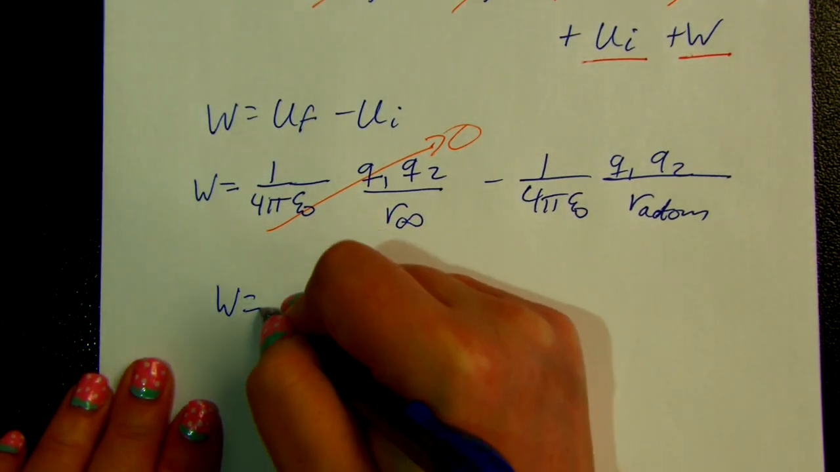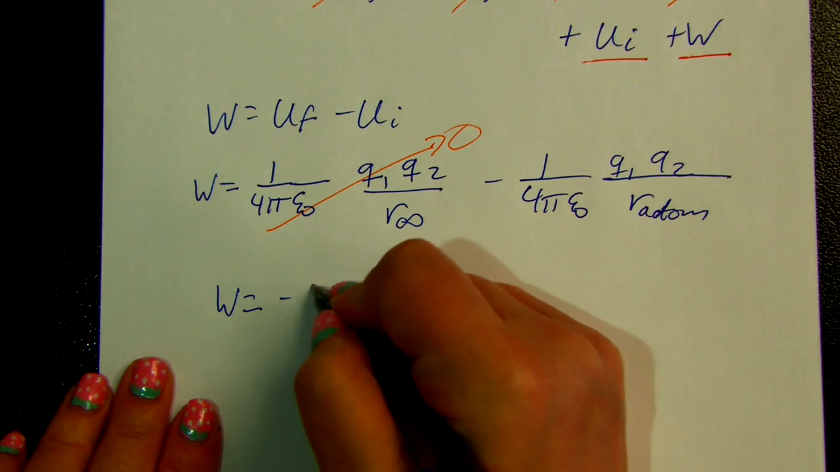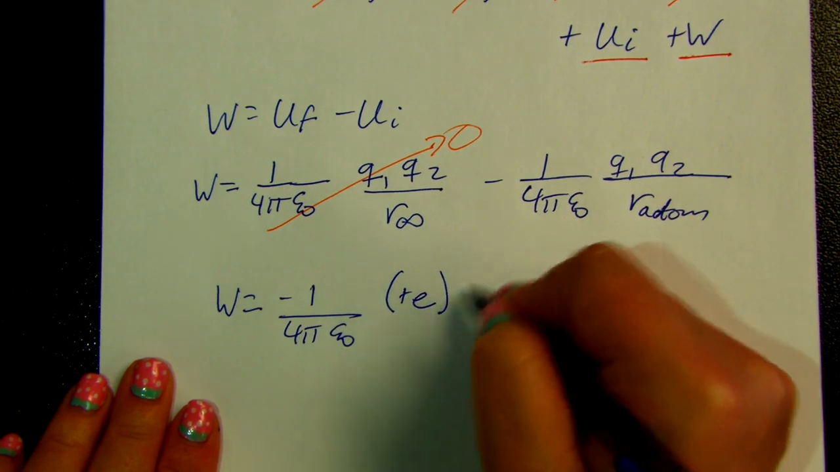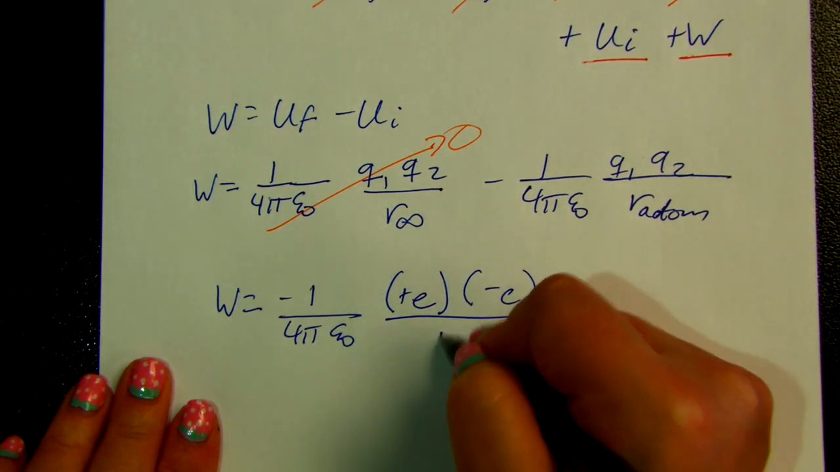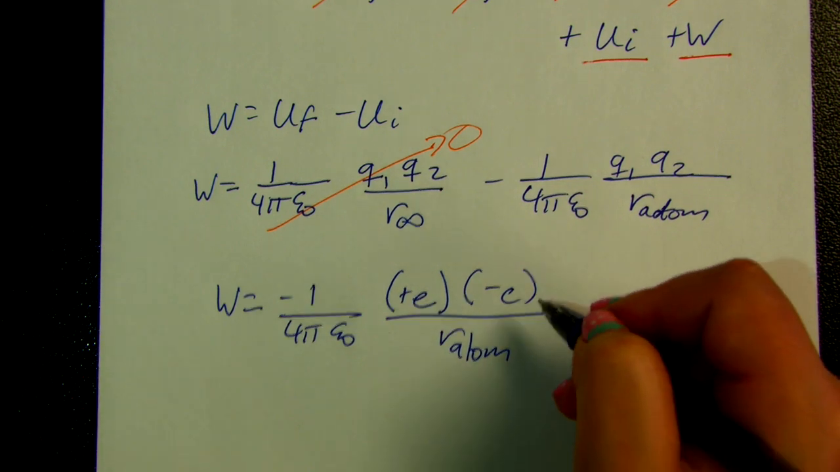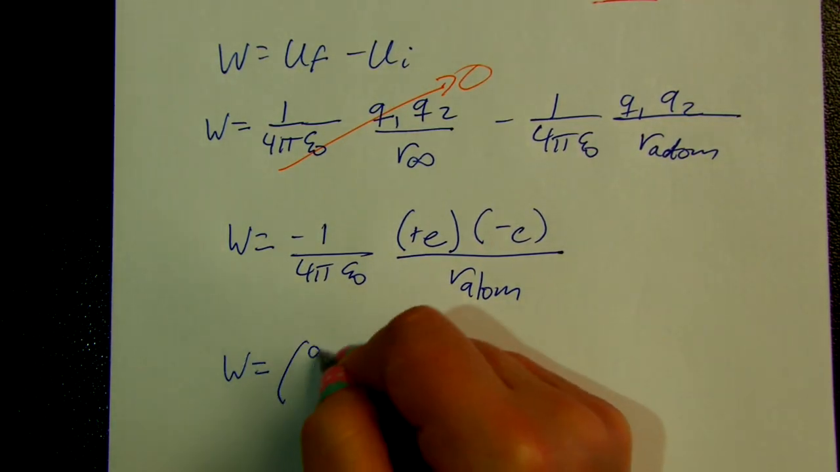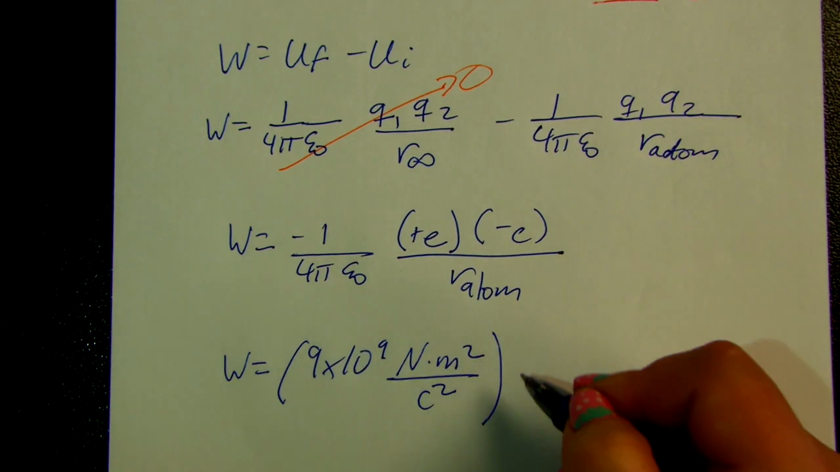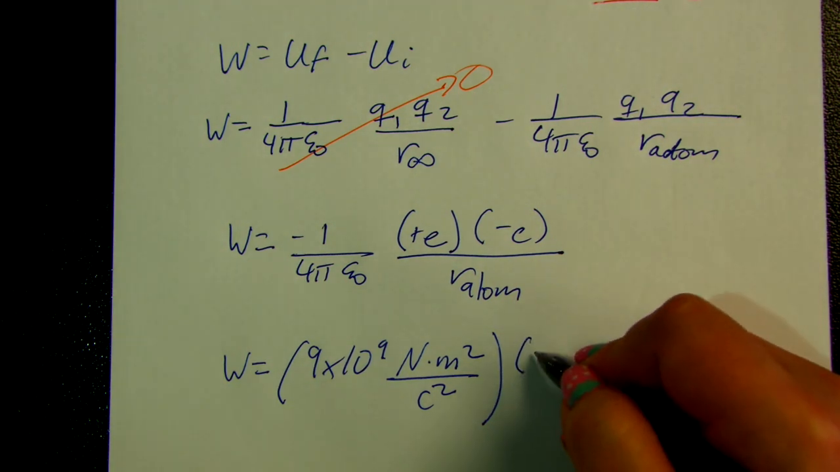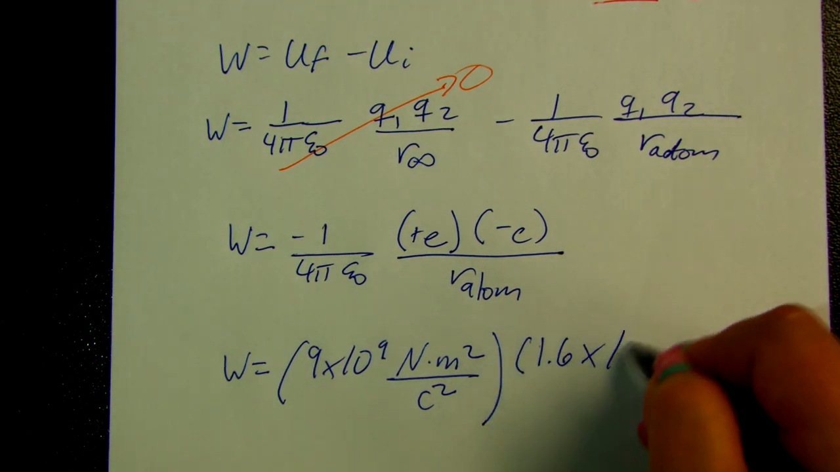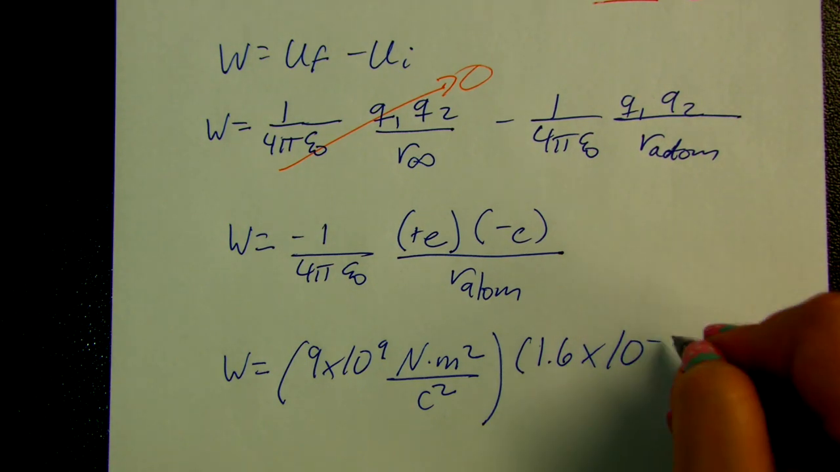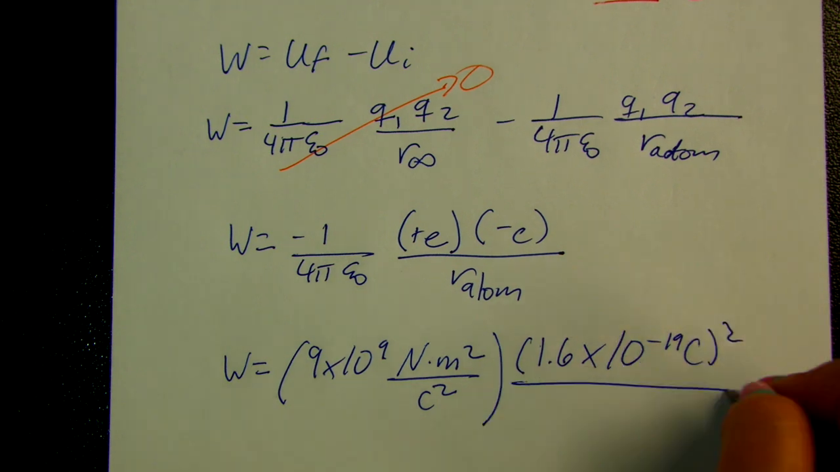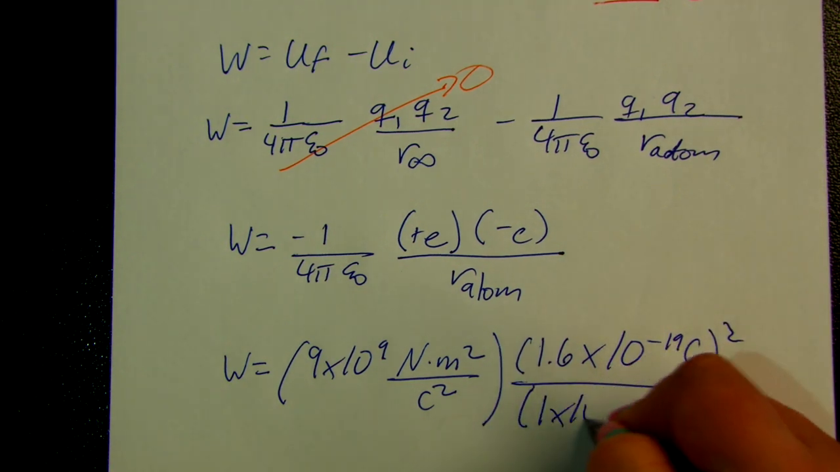So the work between them is equal to minus 1 over 4 pi epsilon naught positive e times minus e divided by the radius of the atom. Work is equal to 9 times 10 to the 9 newton meters squared over coulombs squared. So this is the radius of a generic atom. 1.6 times 10 to the minus 19 coulombs quantity squared over 1 times 10 to the minus 10 meters.